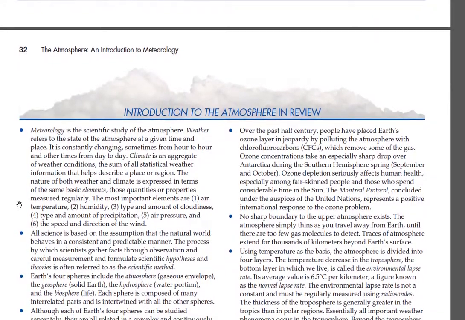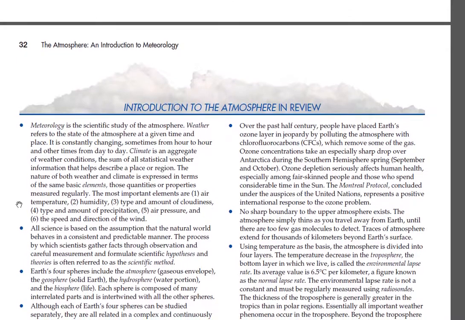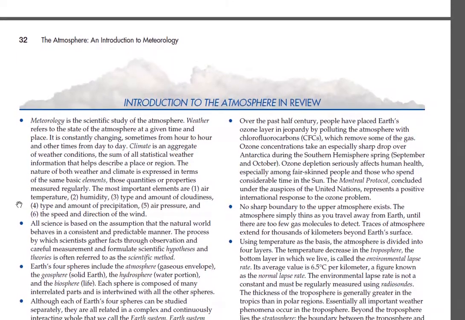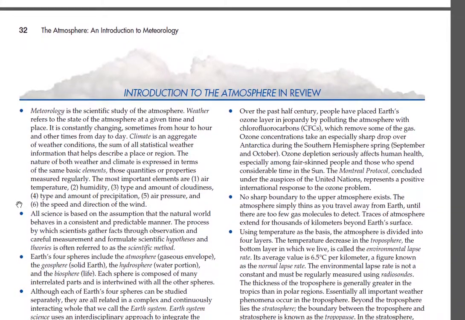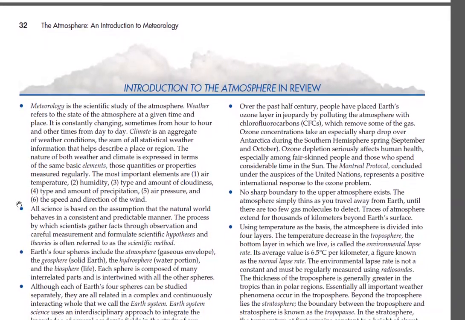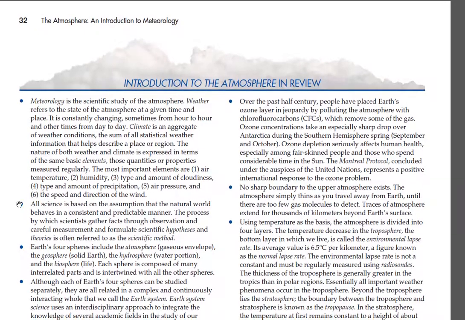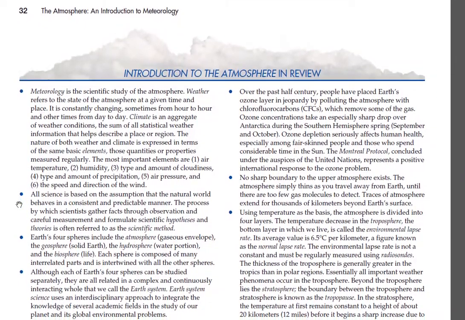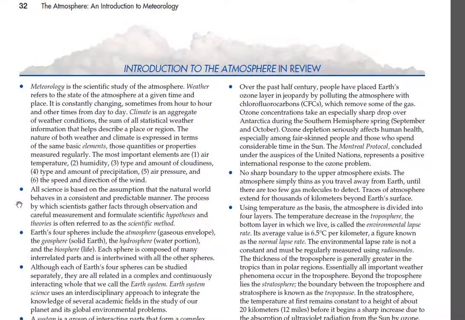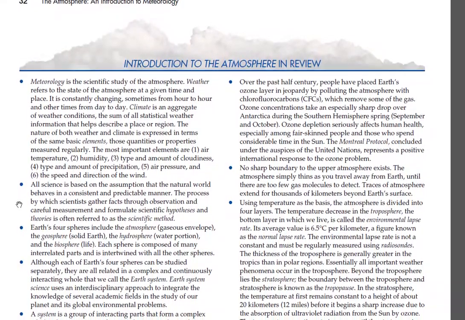The nature of both weather and climate is expressed in terms of the same basic elements, those quantities or properties measured regularly. The most important elements are: 1. Air temperature, 2. Humidity, 3. Type and amount of cloudiness, 4. Type and amount of precipitation, 5. Air pressure, and 6. The speed and direction of the wind.